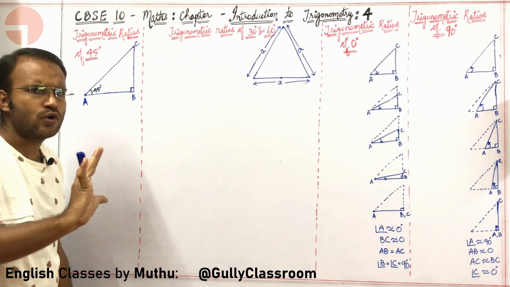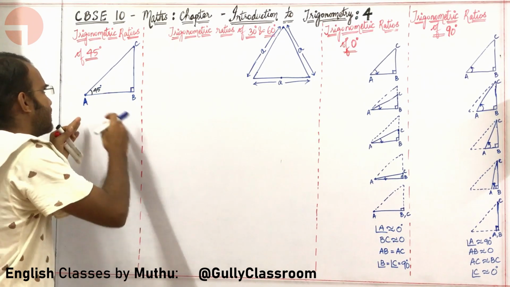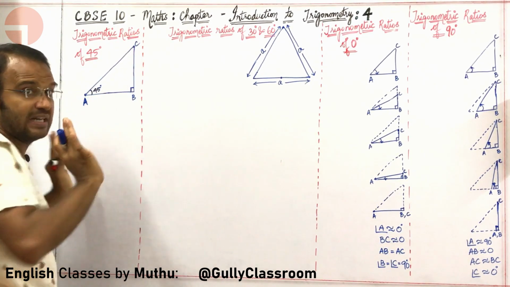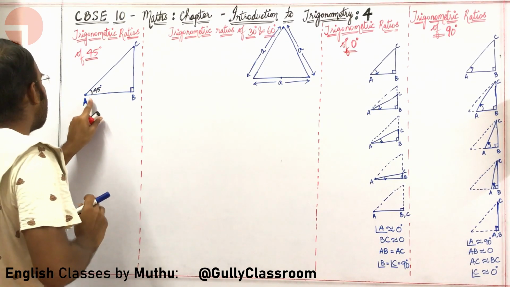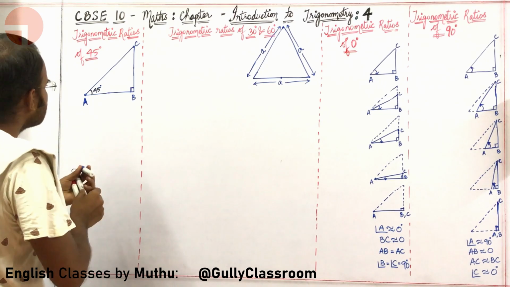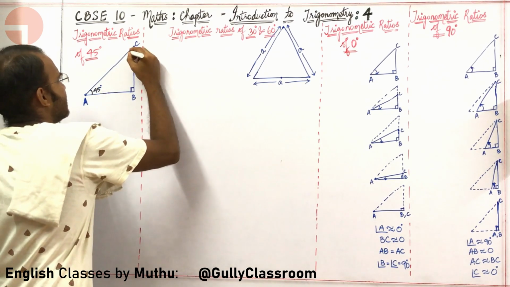First, we are going to learn trigonometry with respect to some right angle triangle. Let us draw a right angle triangle and let us name this particular angle as 45 degree. Angle A is 45 degree. Okay, sir. What about angle C?